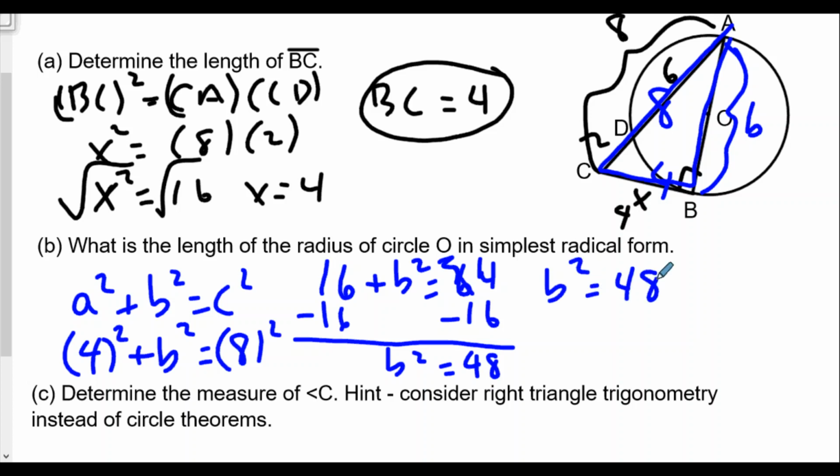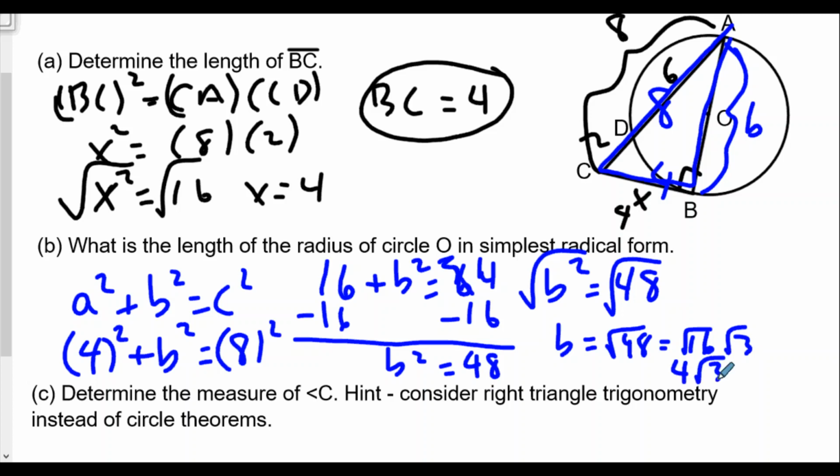All right, and we take the square root of both sides, and we get B is equal to the square root of 48, which is equal to the square root of 16 times the square root of 3, or in this case, 4 square root of 3. But that's the whole diameter. We want the radius. So the radius is equal to 4 square root of 3 over 2.